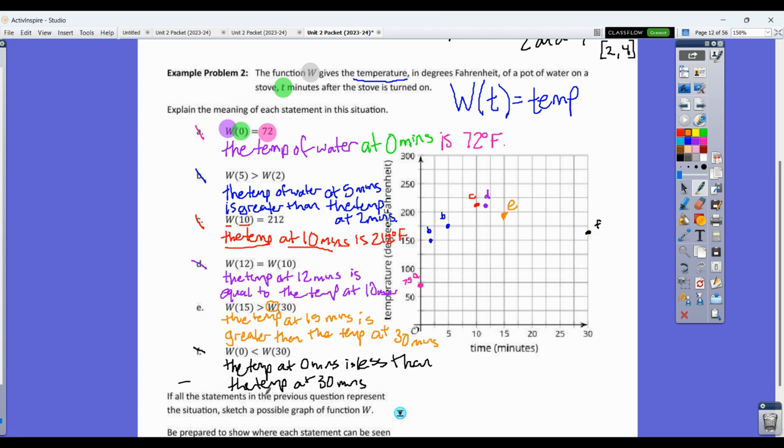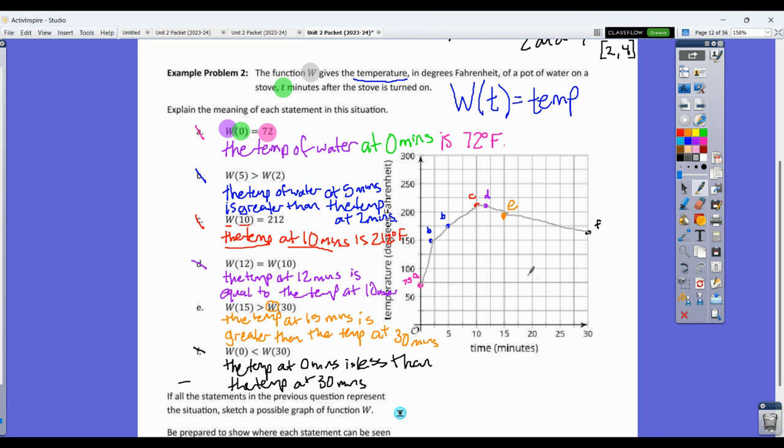The last thing I'm going to do, because I'm sketching a possible graph of this, is I'm going to connect the dots because this water doesn't just magically jump in temperatures and it doesn't skip over time. It goes ahead and goes through here. Now, I could, as I'm graphing these, not use straight lines here. I could also curve it if I needed to.